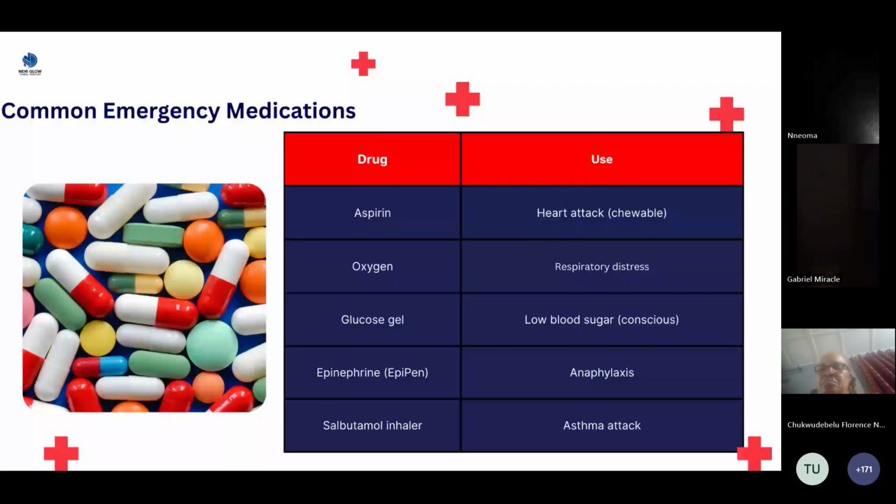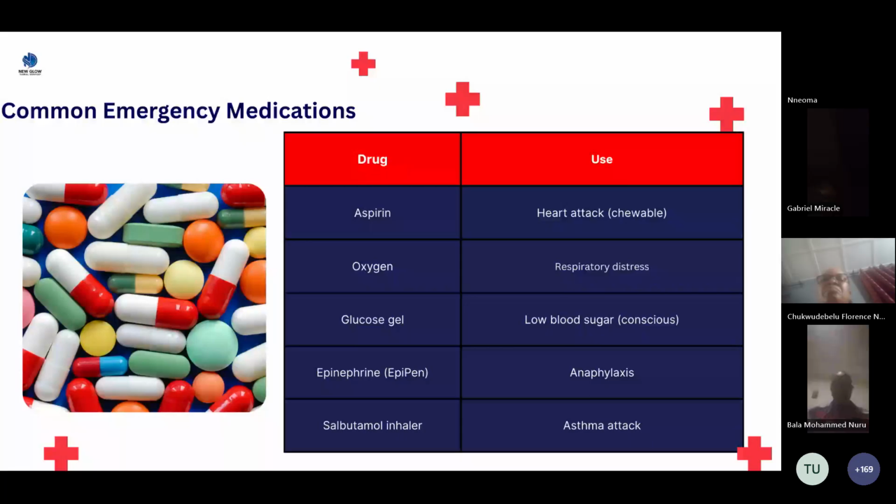Then you can also administer oxygen in case of a patient having respiratory distress. Let's say someone, like you can hear the wheezing, you can hear that the person is not breathing well. You can administer oxygen, and that is if oxygen is on ground. Then you can also give glucose gel, that is for a patient or someone that is conscious, and then you've seen that the person has low blood sugar. And by the way, to test for blood sugar level, you use the glucometer.